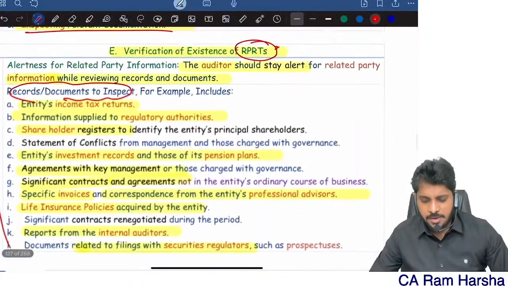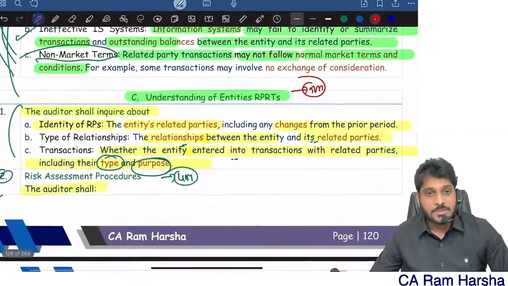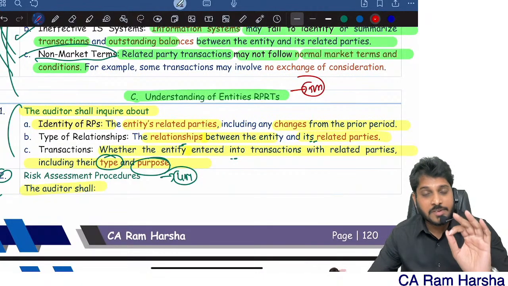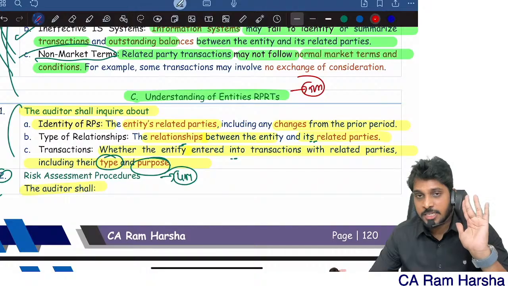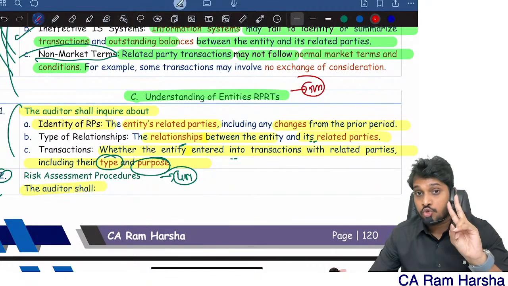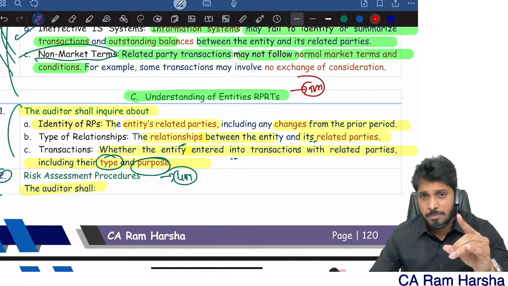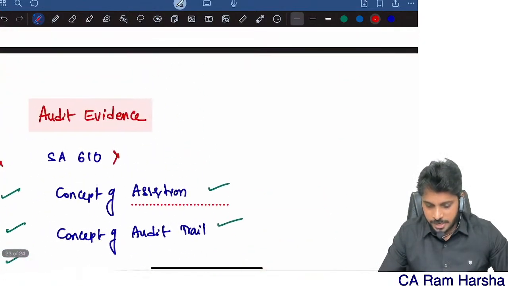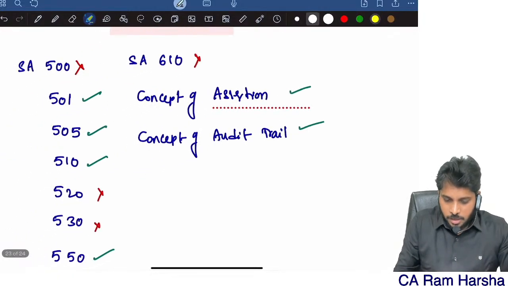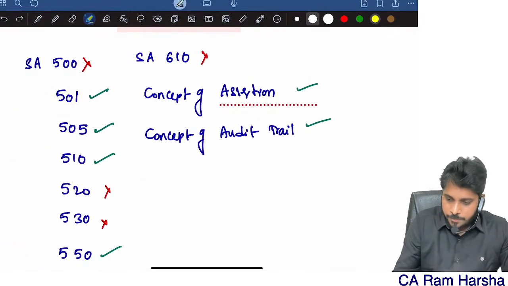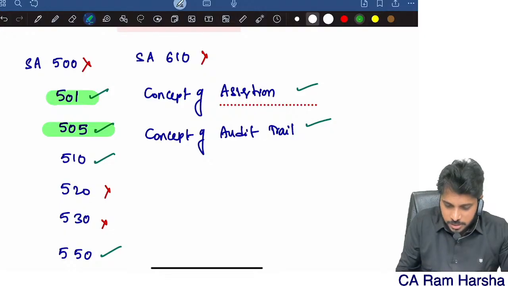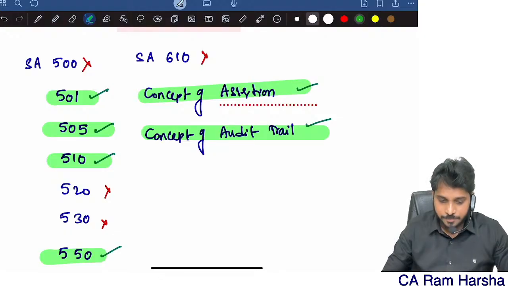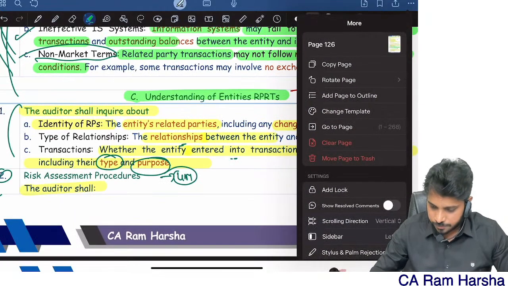With this, the related party standard, 550, is also over. So that's it. The major chapter is completed in audit evidence. See, we are not covering 4 standards. I told you 500, 520, 530, 610 I'm not covering. And I told you I will cover 2 more topics also: one, the assertions topic, and two, the audit trail topic. Yes or no? As I already told you at the beginning. So now 501 is over, 505 is over, 510 is over, 550 is also over. Now the concept of assertions and the concept of audit trail I will cover. Now let's proceed.